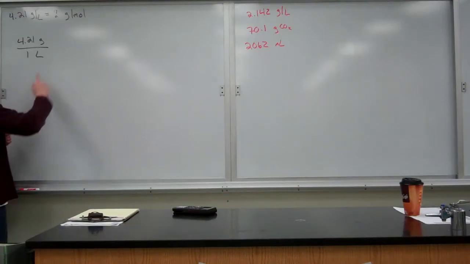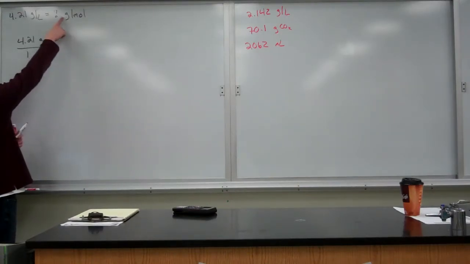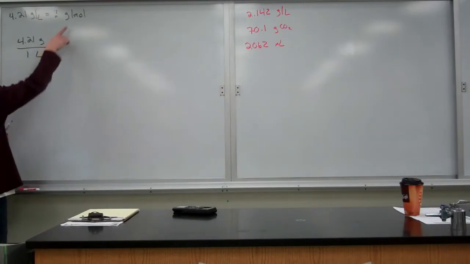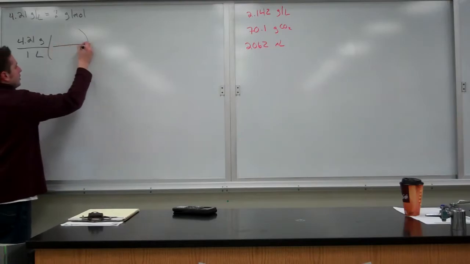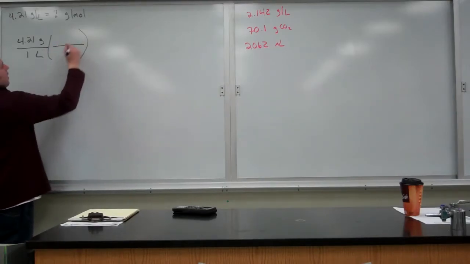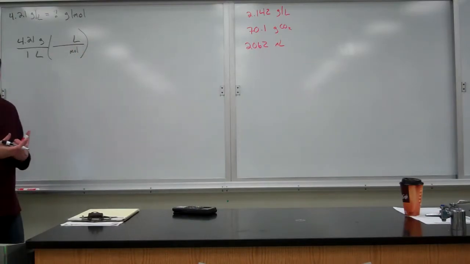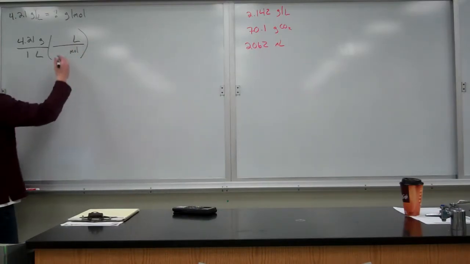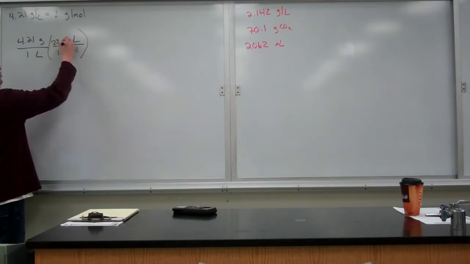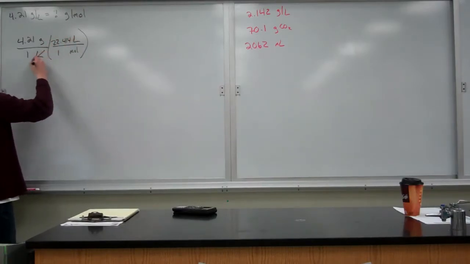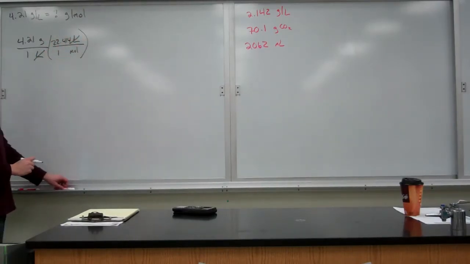Now you take a look at where you are. I have grams on top, I want grams on top. I have liters on the bottom, I want moles on the bottom. So I am going to convert those. I put liters on top, moles on the bottom. So long as I'm at STP, I'm okay to do that. 1 mole has 22.414 liters. My liters cancels, leaving me with moles and grams.